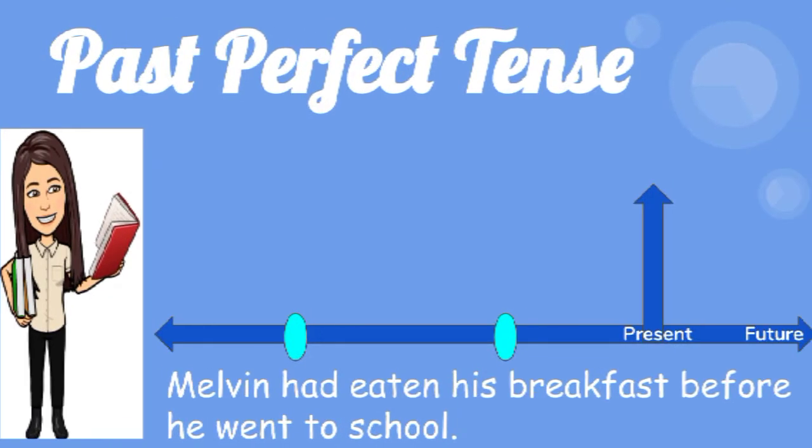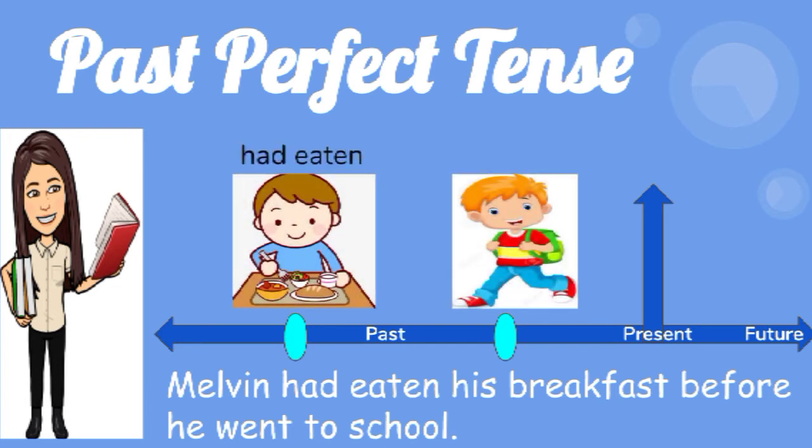So let's have this example. Melvin had eaten his breakfast before he went to school. In the given example, both actions happened in the past. However, one action took place first before another one happened. In this context, the past perfect tense portrays an earlier action before another action happened, as portrayed by the simple past tense.